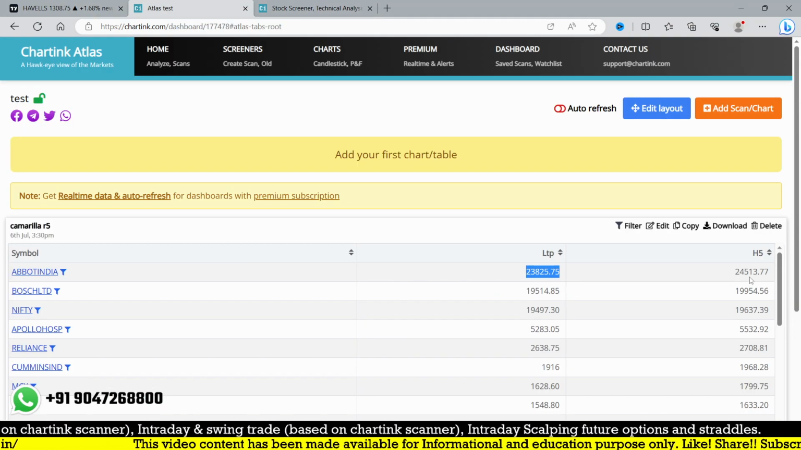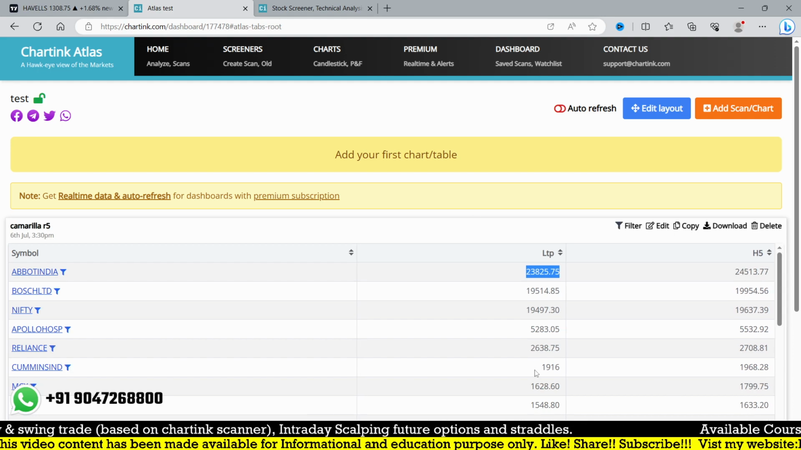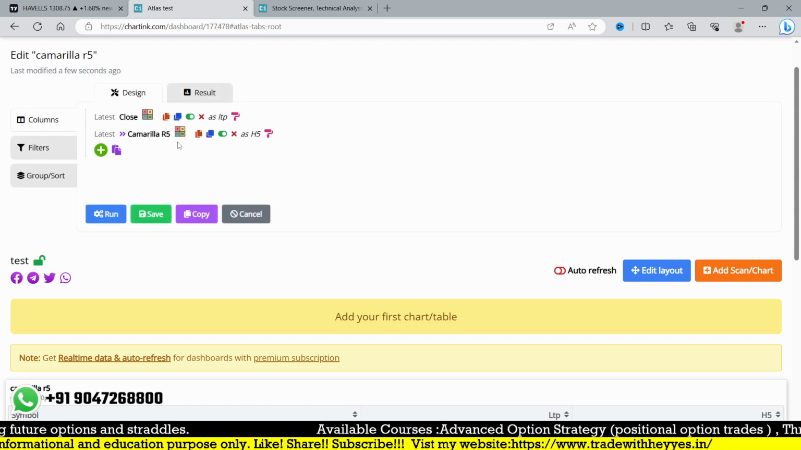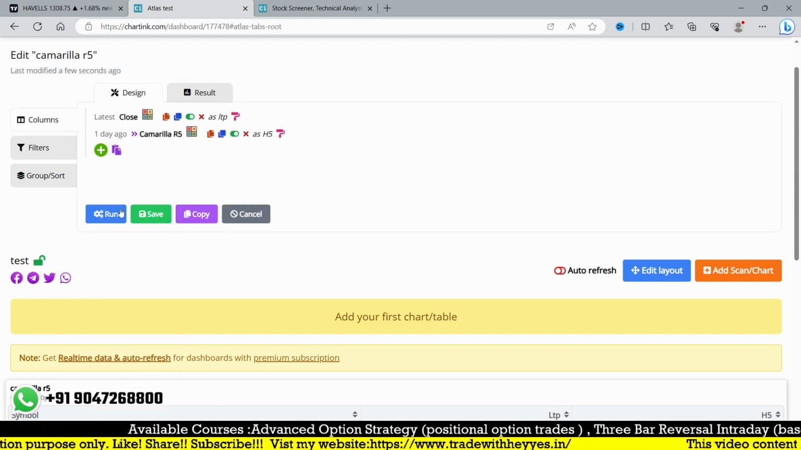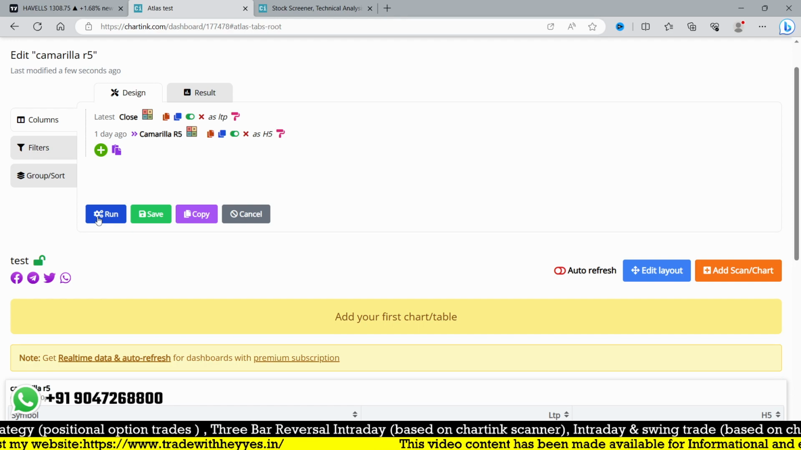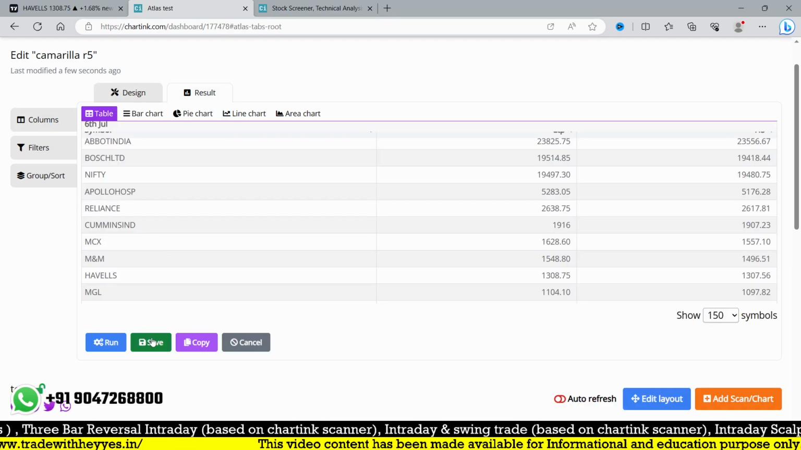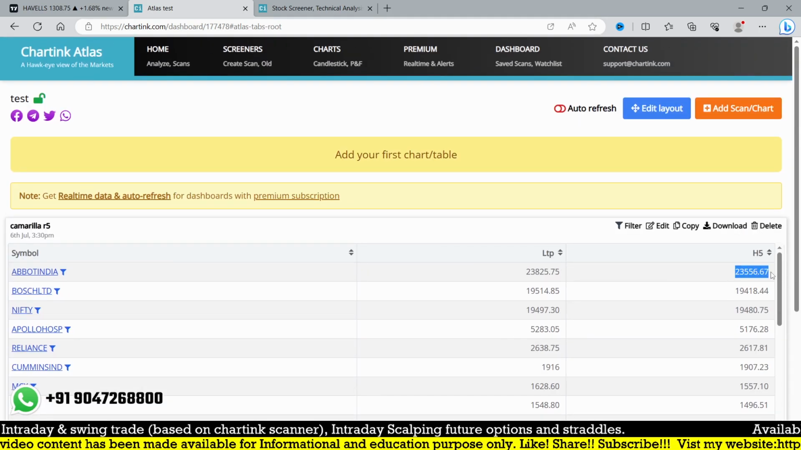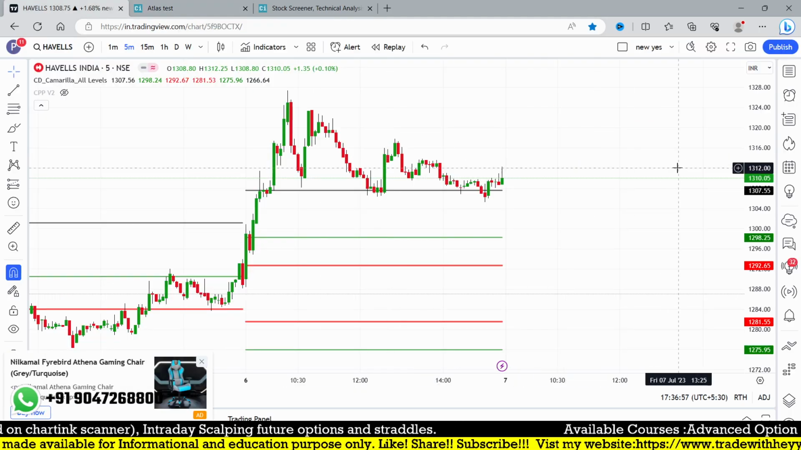What is the H5 level? I think it is the H5 level for tomorrow. Okay, so that is a mistake. So simply we can change that to the latest, not one day ago. So if you run this, you will be getting the exact level. So let me go for Nifty, 23,556, and you can check that.